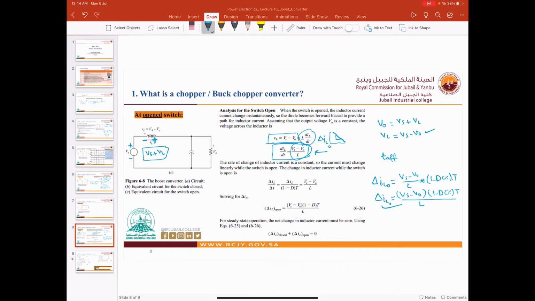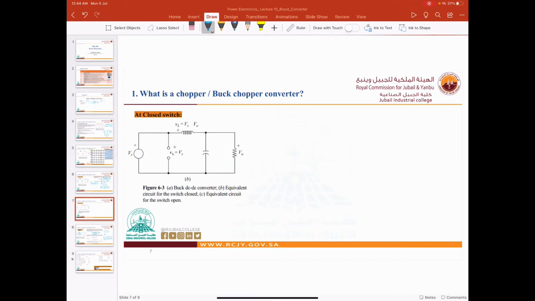Okay. So if we find here, Shabab, at steady state, we can add them together. We will add them together in the previous slide. Okay, we will add them here. Forget about this one. Now we can add at steady state delta IL close plus delta IL open is equal to 0.